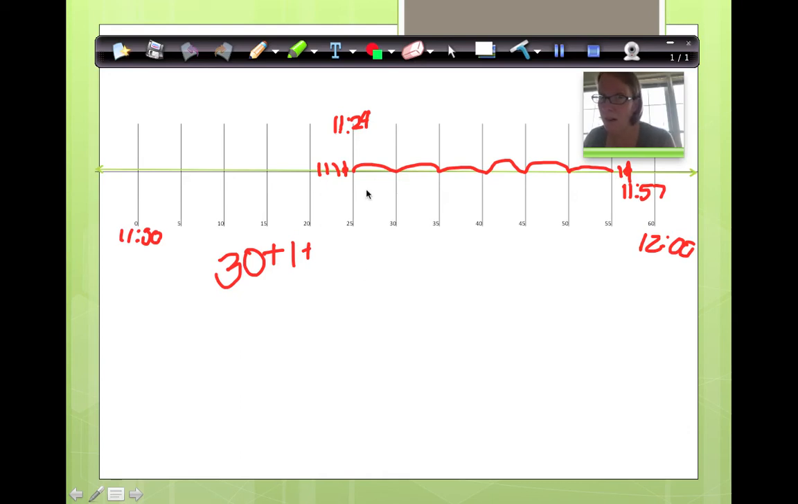Now let's add it up. 30 plus 1 is 31. 31 plus 2 is 33. So how long did Leslie read? She read for 33 minutes. Make sure that you remember to tell me that they are not frogs, but these are minutes. Label our work. Good. Now let's try something else.